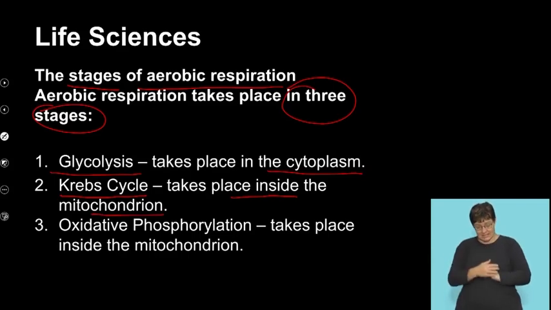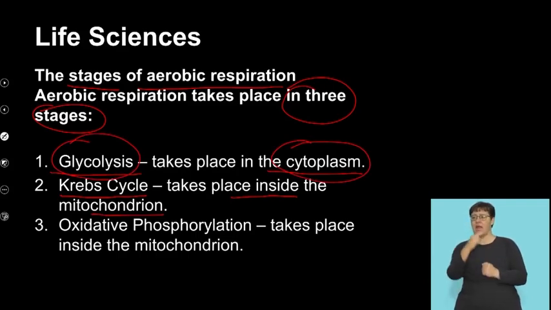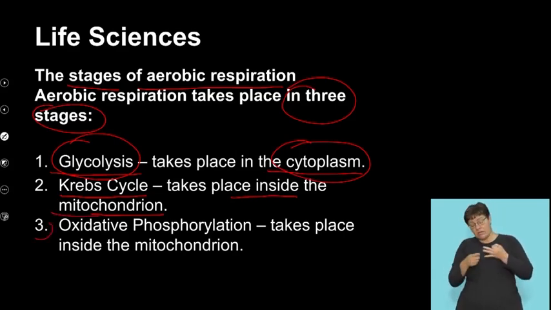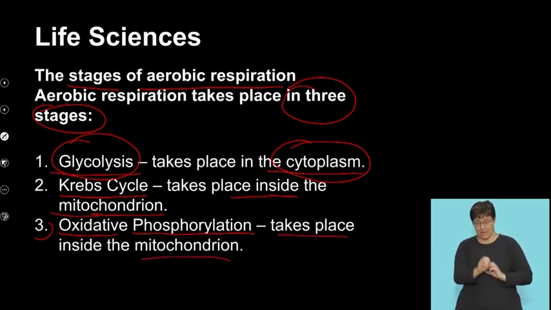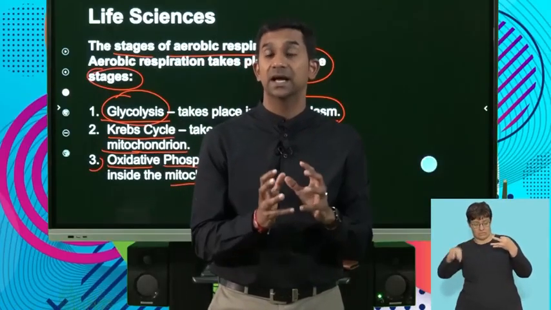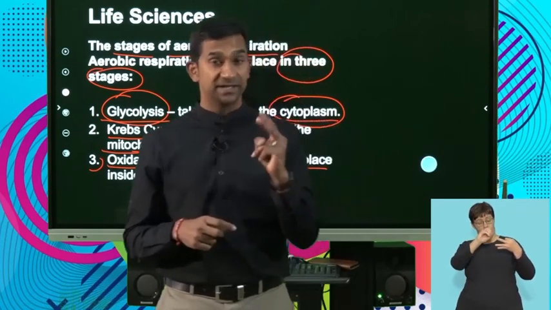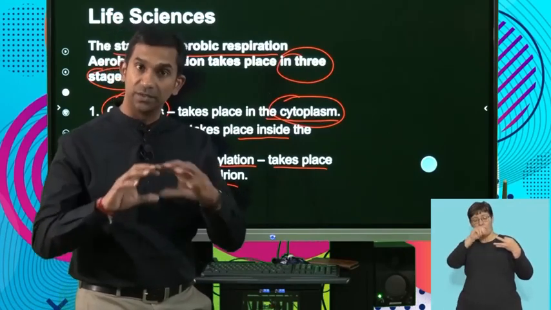So in the cell, we saw that cytoplasm is where the first process happens, called glycolysis, and now we see that inside the mitochondria we have the Krebs cycle. And the third stage is called oxidative phosphorylation, and we'll unpack that in a bit. And this takes place also inside the mitochondria. So there are 3 stages. The first stage happens in the cytoplasm, which is called glycolysis. The next 2, which are the Krebs cycle and oxidative phosphorylation, take place within the mitochondria.